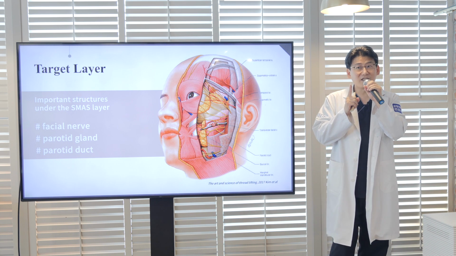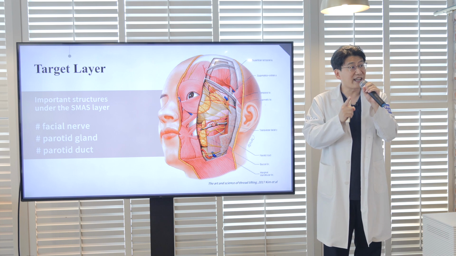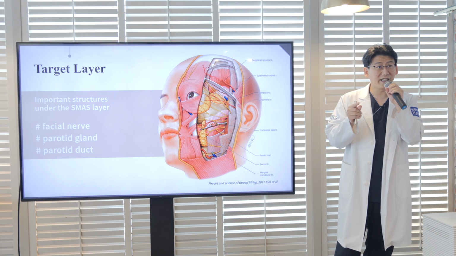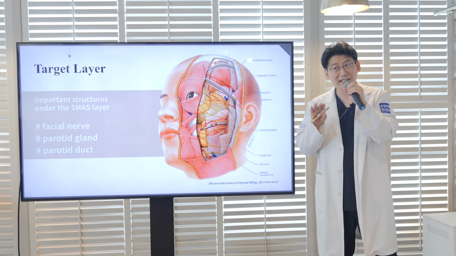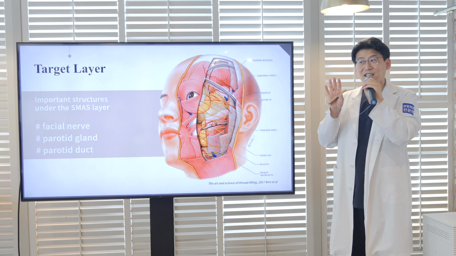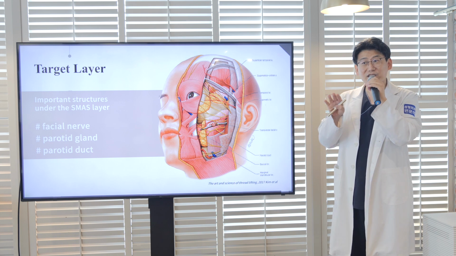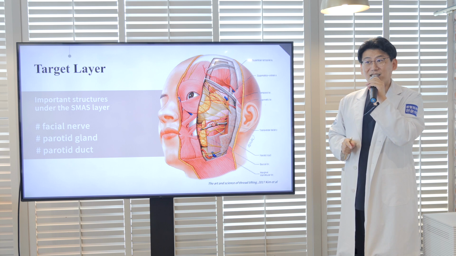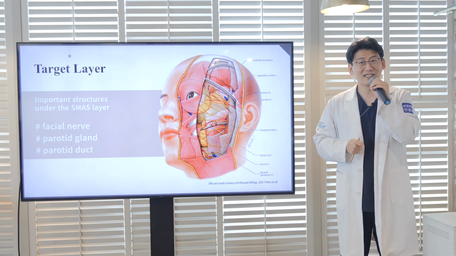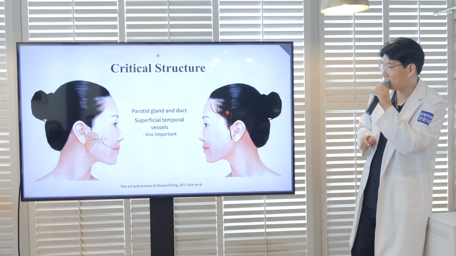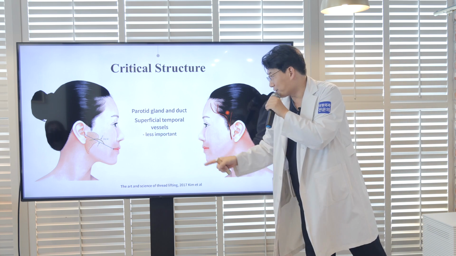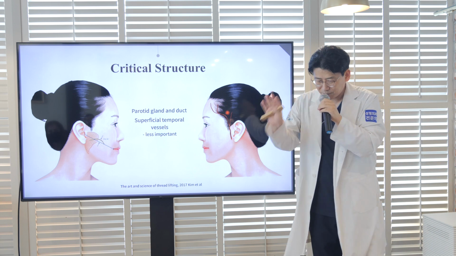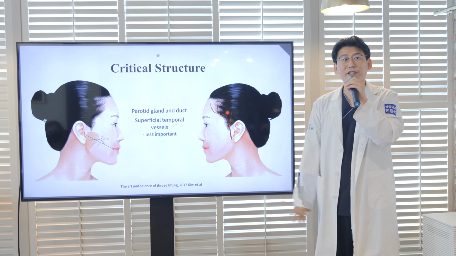One more important thing: structures like nerves, vessels, glands and ducts are located under the SMAS layer. That's why I emphasize inserting the thread in the subcutaneous layer, because it's safe and easy to get a result. The parotid gland, that's okay. If you meet some bleeding, just press there for a moment. It will disappear. Very simple.